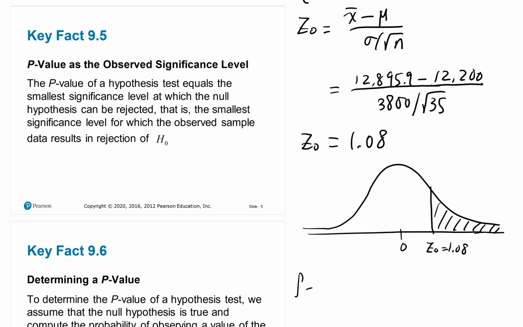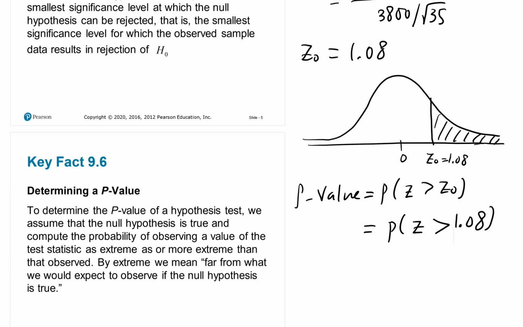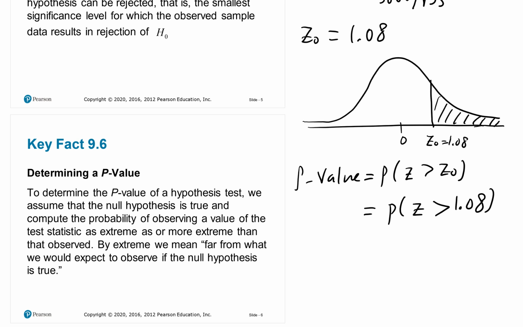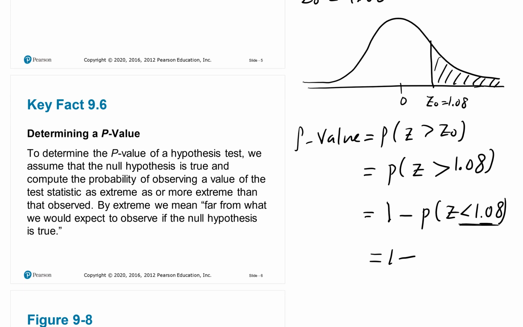So the p-value is basically the probability that z is bigger than z0. In other words, it is the probability that z is bigger than 1.08. But the table 2 gives me the area to the left of z sub 0. So then I can say this is 1 minus the probability that z is less than 1.08. And now I go to the table and find the probability for this z value, 1.08.